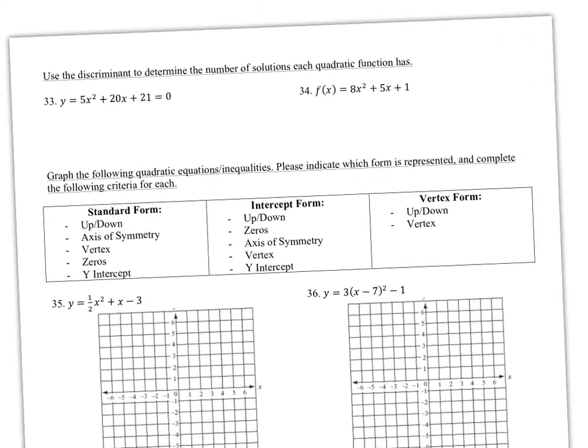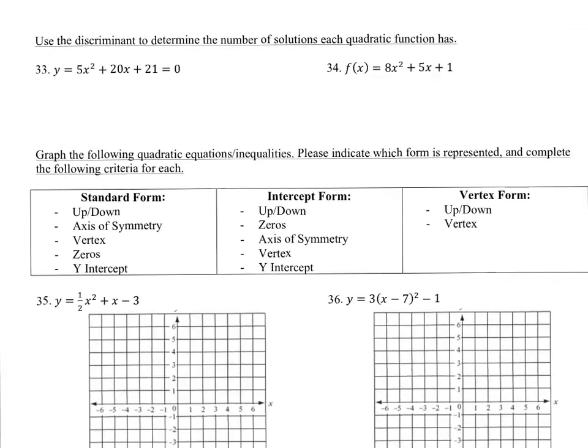All right, so now if we look at 33. 33 says use the discriminant to determine the number of solutions each quadratic function has. So the discriminant is b squared minus 4ac. You have to have that memorized. So I have 20 squared minus 4 times 5 times 21.